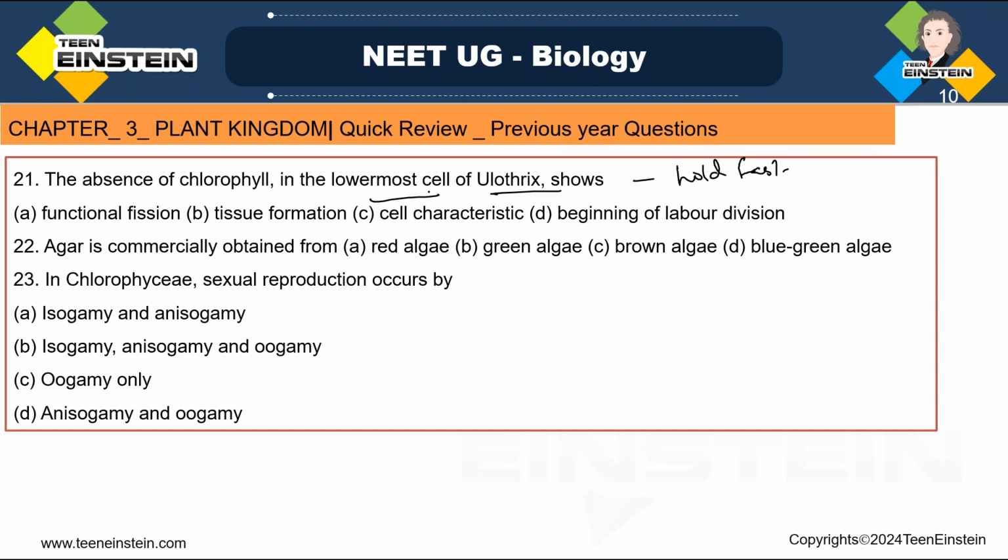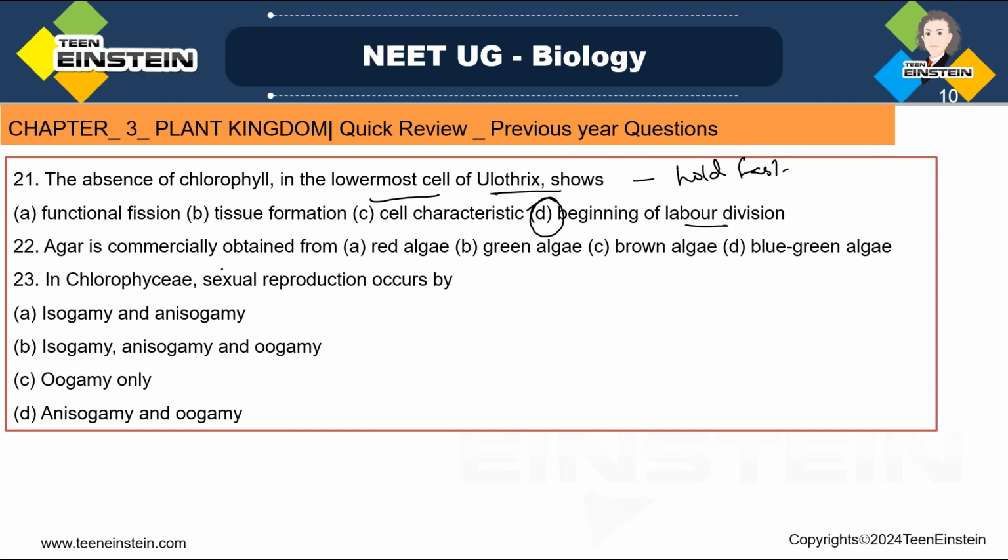The lowermost cell of Eulothrix is working as holdfast. That is mainly meant for attachment, attaching the filament to the substratum. That shows the beginning of labor division. Option D is the right answer. From all this, we can select the best answer as option D. That is showing the division of labor, right?